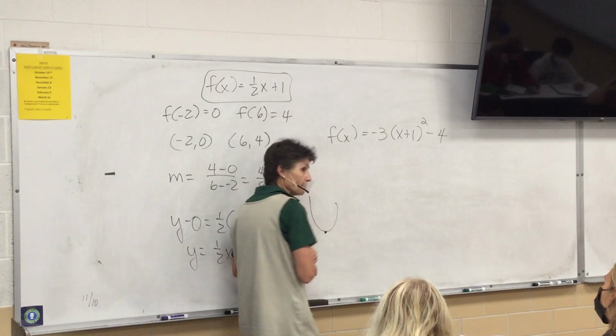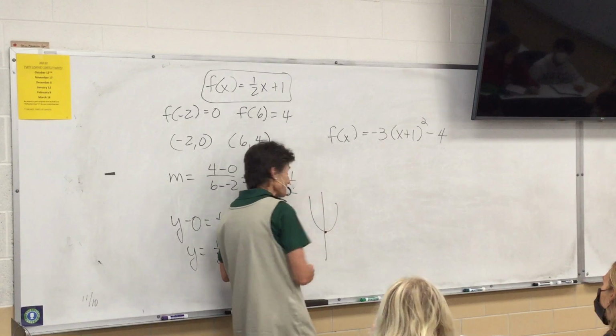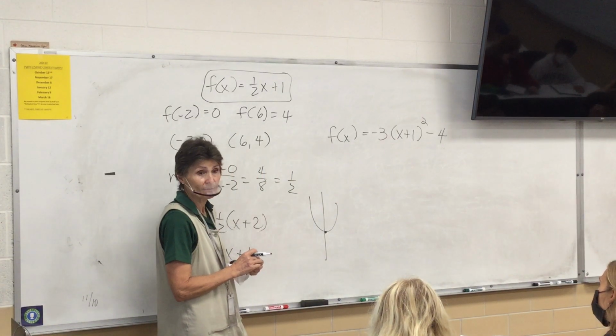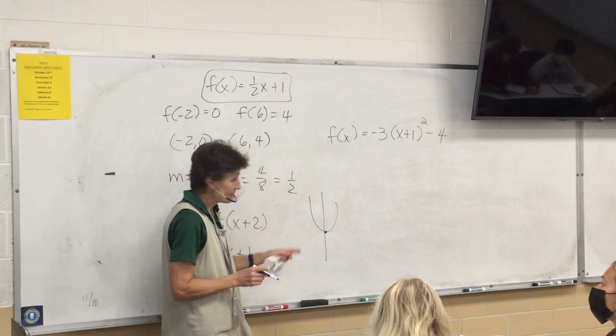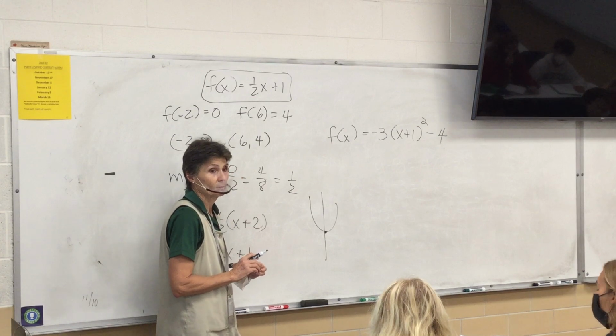Everybody knows what we're talking about, right? A turning point, the vertex. This is the axis of symmetry, sometimes called line of symmetry. It divides the parabola in half, right? Now, will the axis always go through the vertex? Yes. Okay.